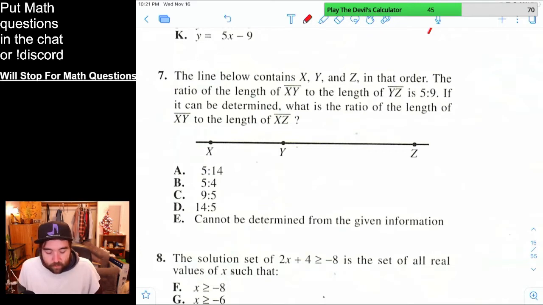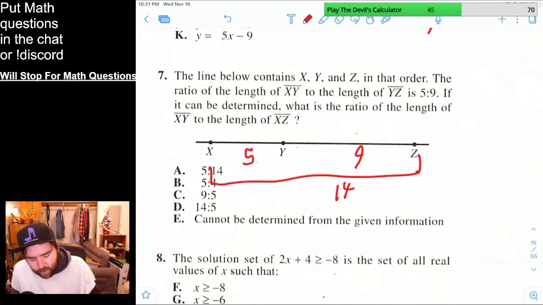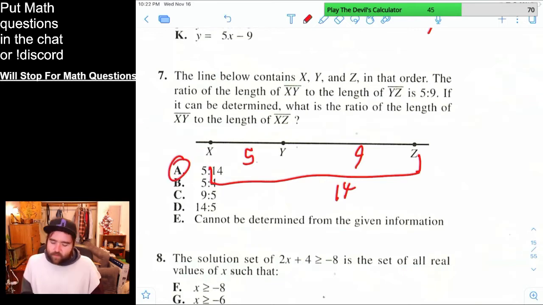Okay. The line below contains the coordinates x, y, and z in that order. The ratio of the length of xy to the length of yz is 5/9. If it can be determined, what is the ratio of the length of xy to the length of xz? Okay, so the ratio of the length xy to yz is 5:9. So what is the ratio of xy to xz? Well, that's definitely just 5:14, because in these terms, the whole thing is 14. So the length might not be 14, but if you're looking in these terms, you can treat the whole thing as 14.